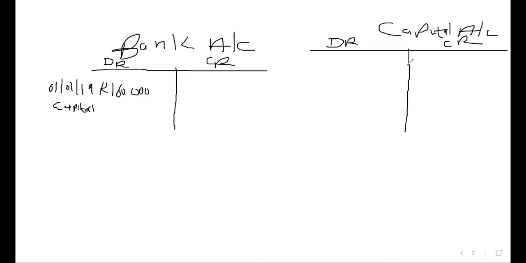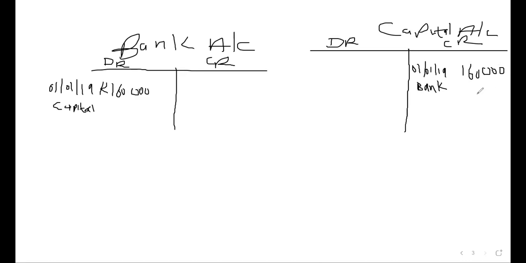So here, on the same date, 01/01/19, the money was going to the bank. We gave this money, but it went to the bank. Over how much? 160,000. This marks the completion of a double entry system.